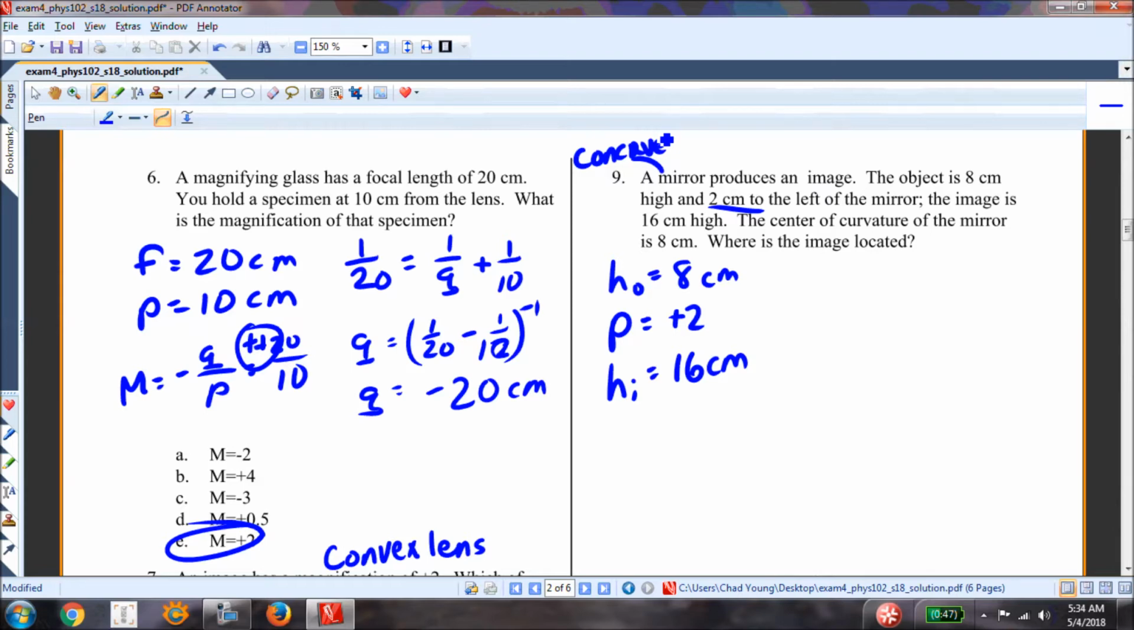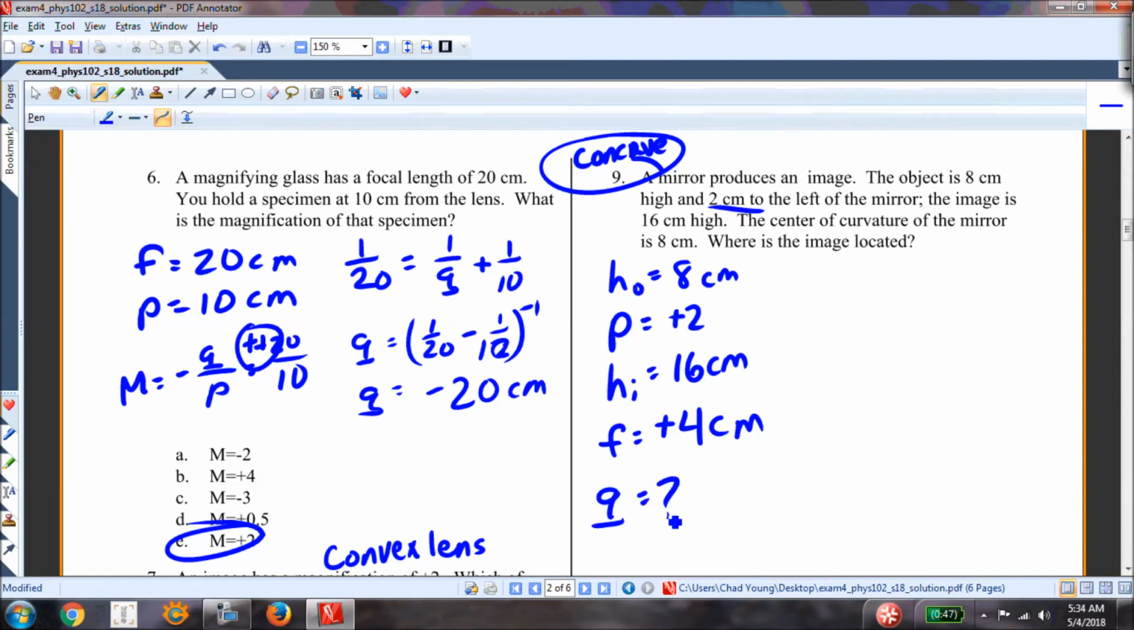The center of curvature of the mirror is 8 centimeters. That means that the focal length is +4 centimeters. I know it's positive because it's a concave mirror, because that image is bigger. And I want to know, where is the image located? So I want to know, what is q?